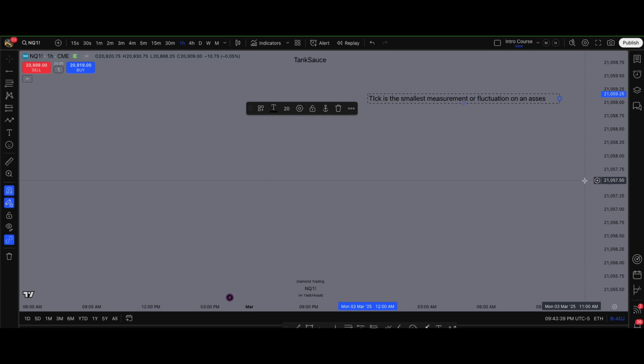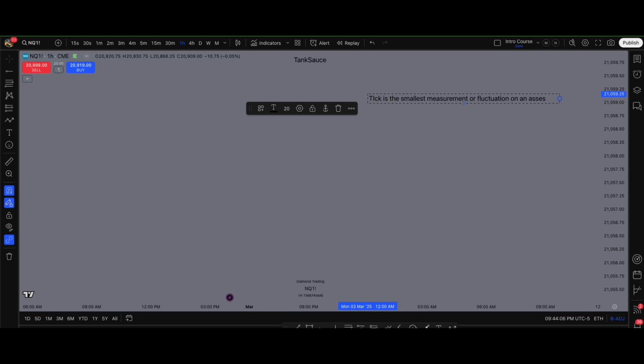So each tick on the NASDAQ, there are four ticks in a point. There are four ticks in a point on the S&P or ES, and there are four ticks in a point on YM or the Dow Jones. So for the index futures, which is a big focus for us, each tick is a quarter, 0.25, and each point is four ticks.